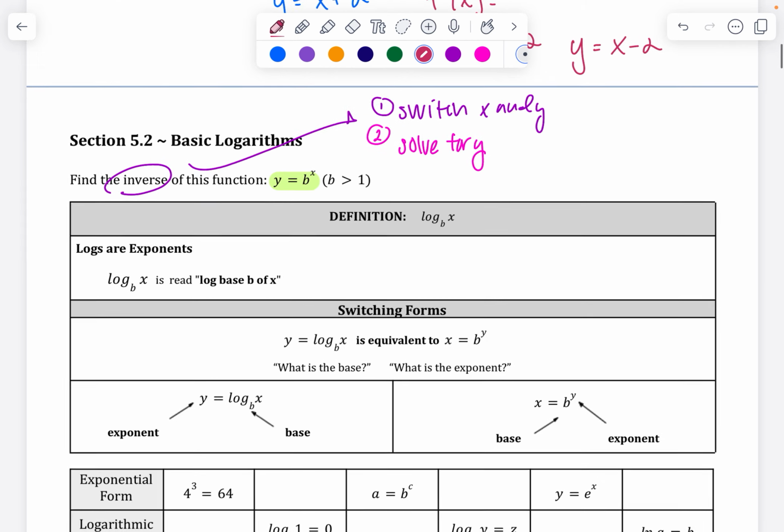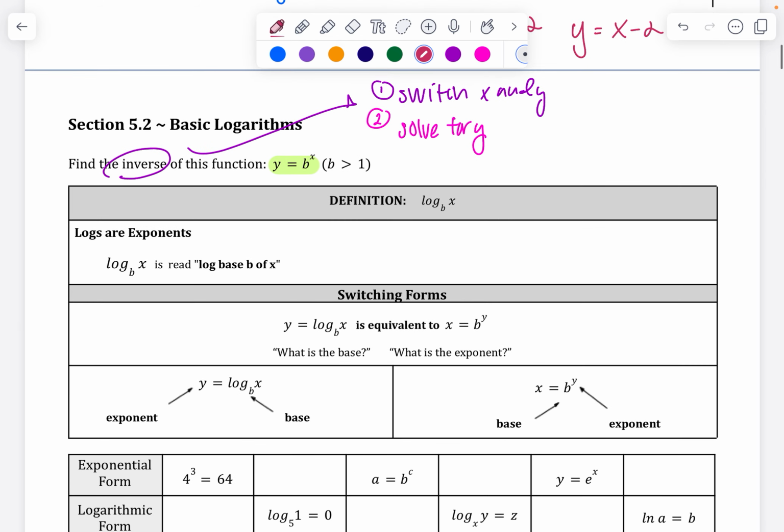Very similar, right? But now we're dealing with an exponential. So I have my function, y is equal to b to the x power. First step is you're going to switch the x and y, so we get x is equal to b to the y power. So solving for y, in this moment, we are in exponential form. We have to move it into log form.